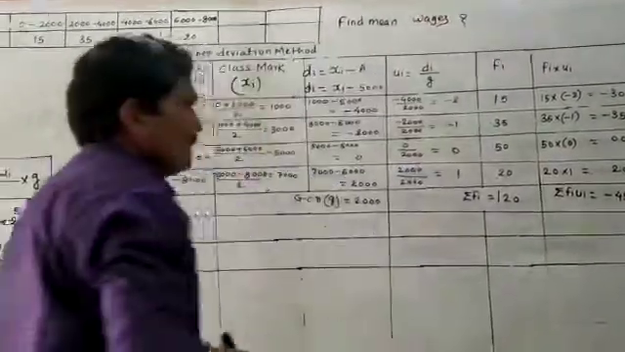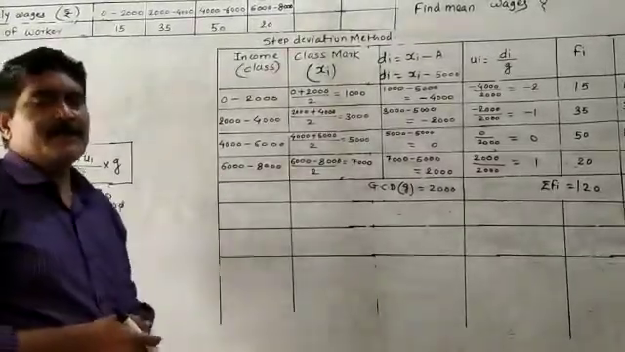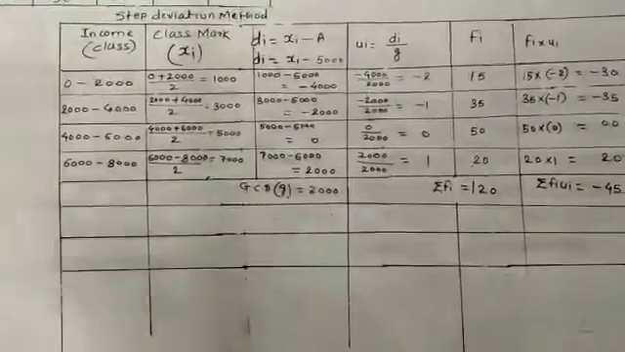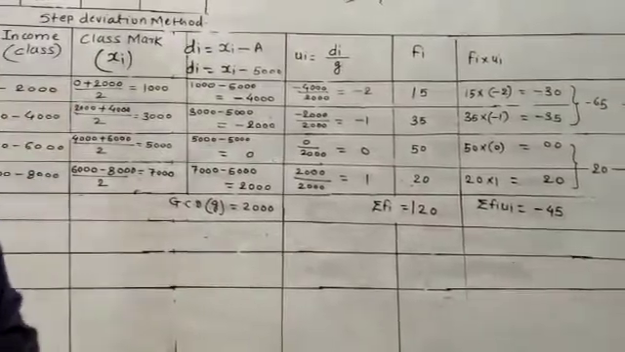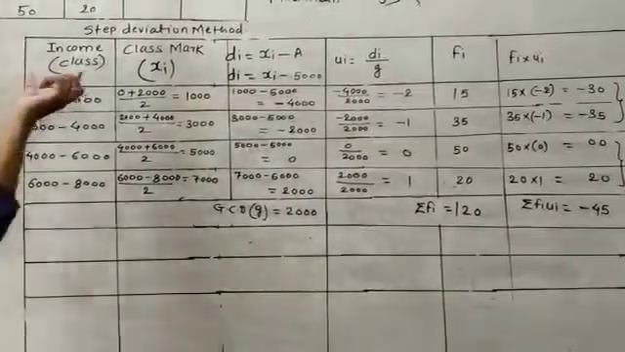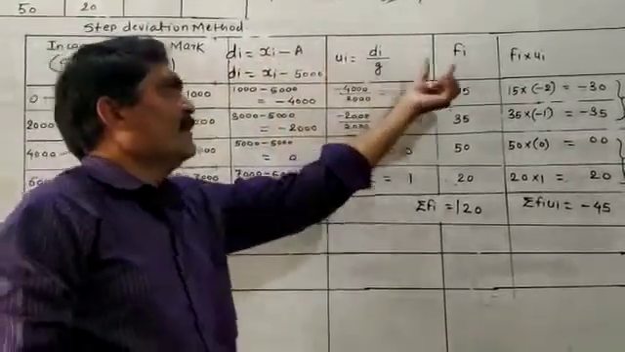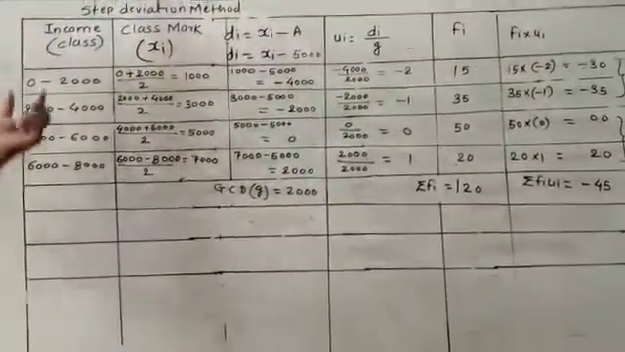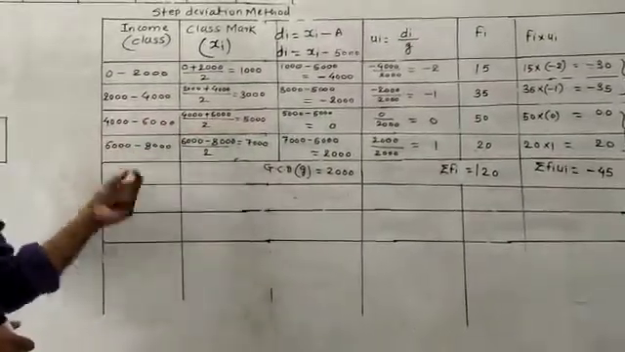I will solve this example by the step deviation method, not the assumed mean method. By any method you can solve it, but to reduce the calculations you should use the step deviation method. In the first column I will write classes, then class mark, deviation, UI, FI, and then FI into UI. So I will write the classes 0 to 2000 rupees, 2000 to 4000, 4000 to 6000, 6000 to 8000.